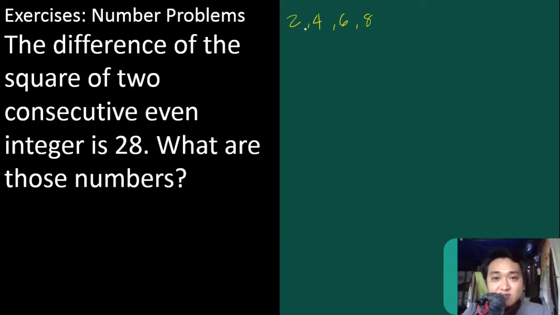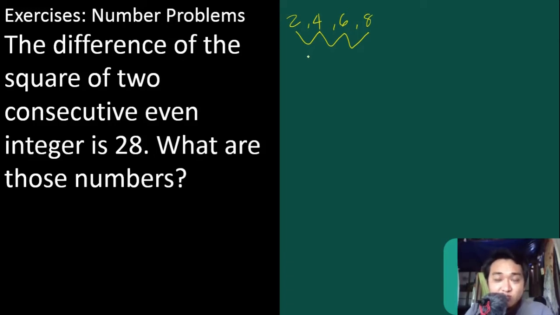So, if we want to find the consecutive integer starting from 2, that is 2 plus 2, that will be 4, and 4 plus 2, that will be 6, 6 plus 2, that will be 8. So, ganun lang yung process kung paano natin makuha yung magkakasunod na mga even integer. We add 2. Compared sa, if we are asked to find the consecutive numbers, we add 1. Since even integer yung hinihingi, consecutive even integer, so we will add 2.